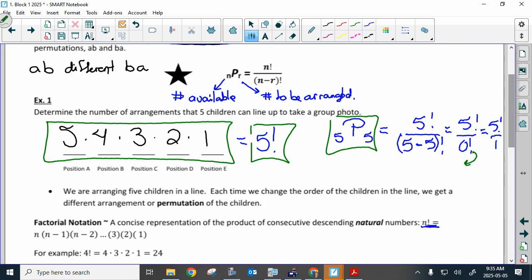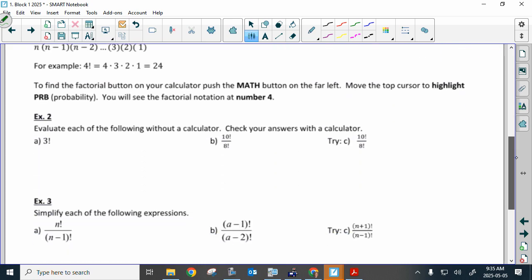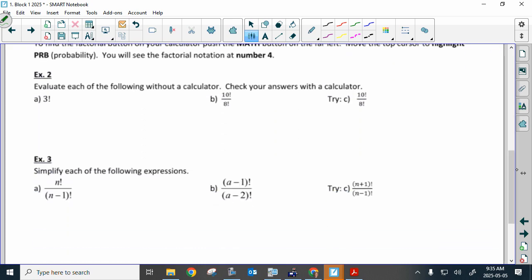Okay, let's just do a few of these so I can send you guys to whiteboards. Okay, without your calculators, we're going to evaluate these. What's 3 factorial mean?